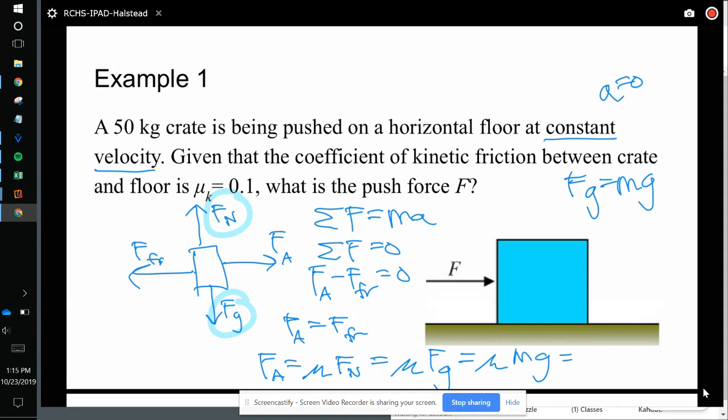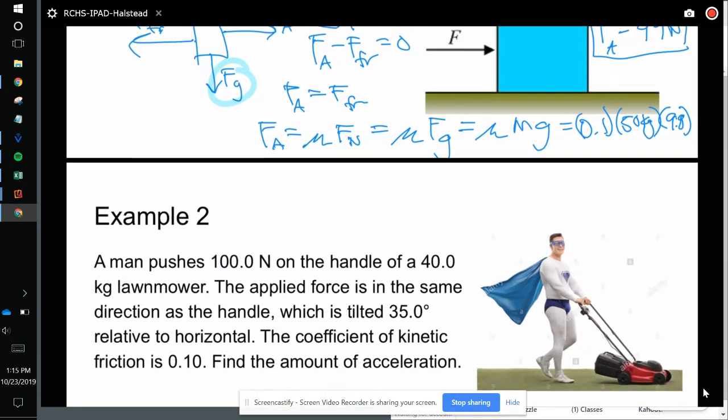I'm running out of room here. 0.1 times the mass, 50 kilograms, times the acceleration of gravity, 9.8 meters per second squared. For this, I'm going to do it on my calculator: 0.1 times 50 times 9.8, and we get 49. So our applied force is equal to our friction force, which is 49, and our unit is newtons. So that is our answer. All right, so that's our push force. So that's the first example.